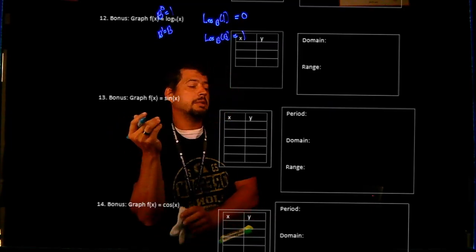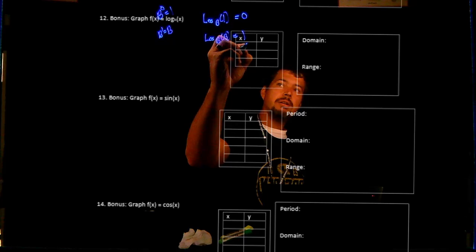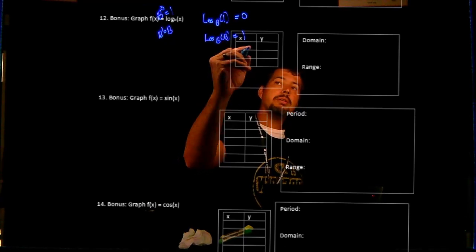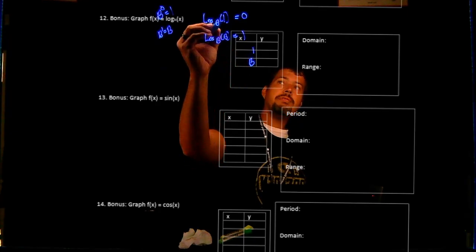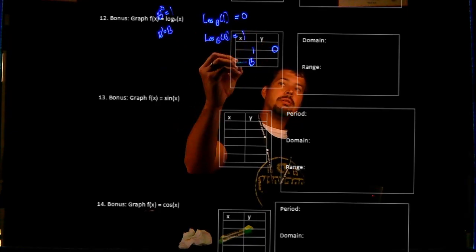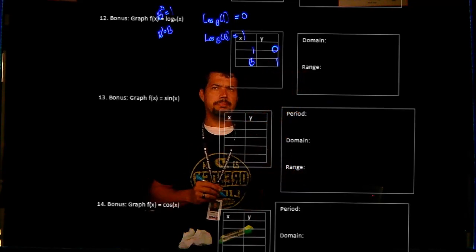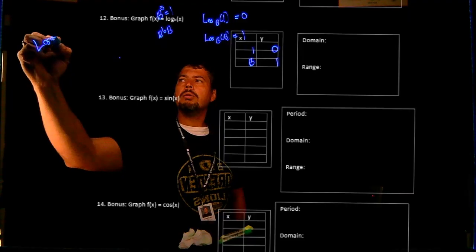It really will. So anyways, we're going to feed this thing two x values. We're going to feed it a 1 and a base. If I feed it a 1, I have an output of a 0. If I feed it a b, or the same base number as is, I have an output of a 1. By the way, these are called logarithms.